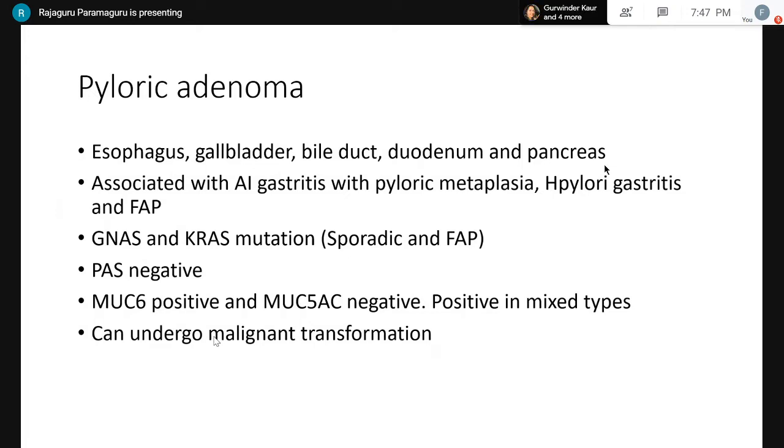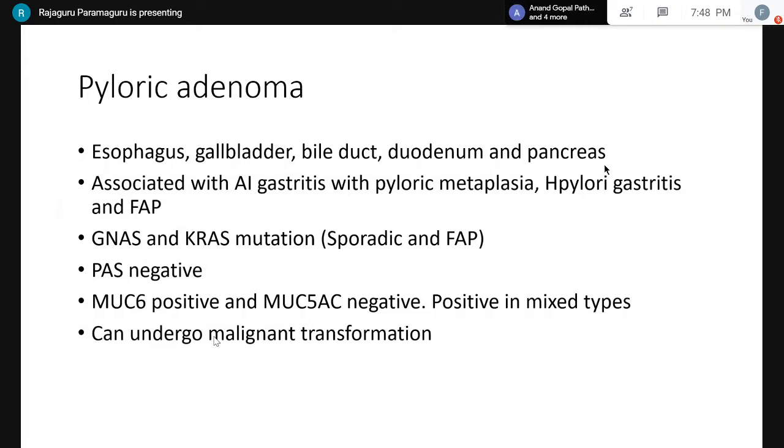Can also be seen with H. pylori gastritis and associated with familial adenomatous polyposis. They show GNAS and KRAS mutation, both the sporadic ones as well as the familial adenomatous polyposis ones. Both of them show GNAS and KRAS mutation.